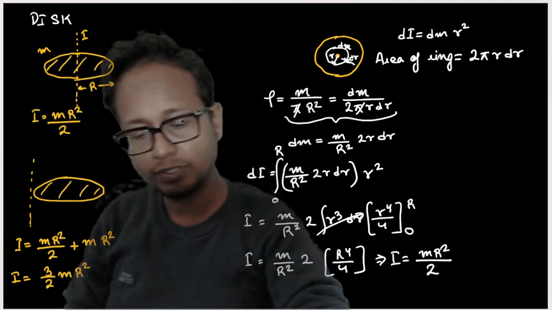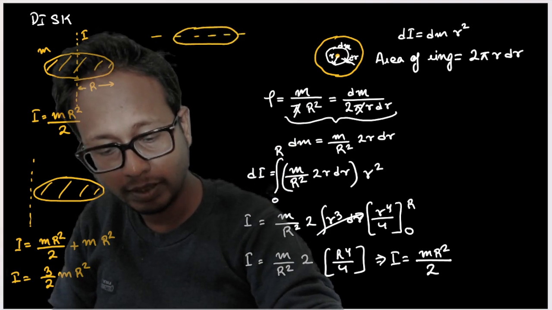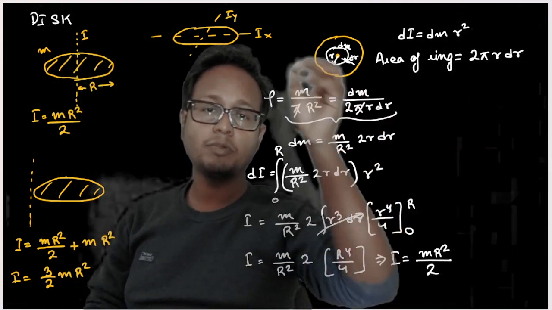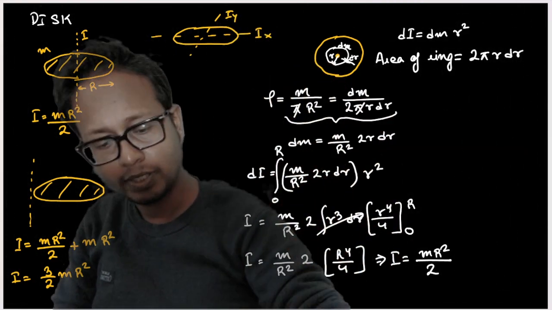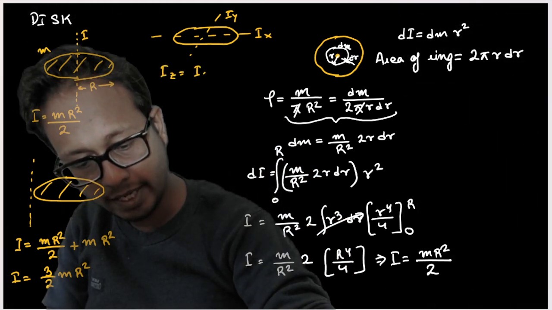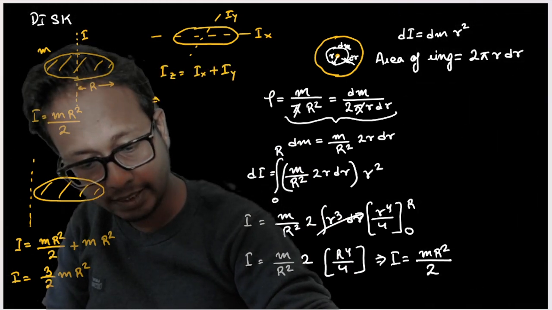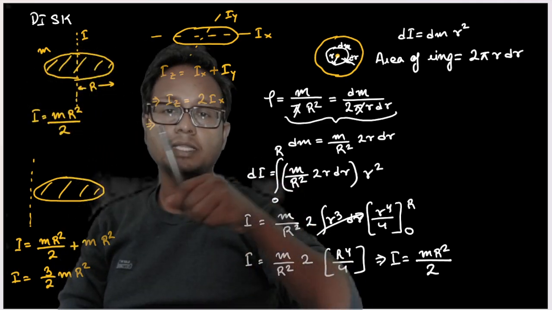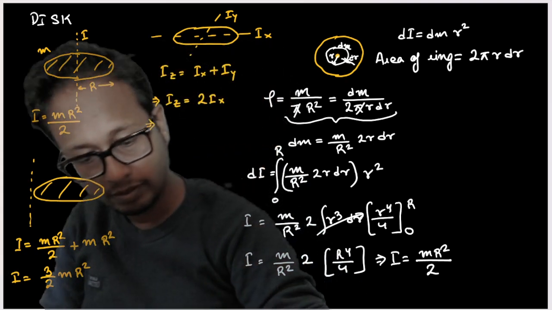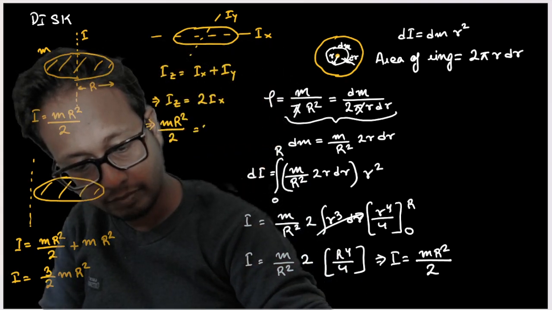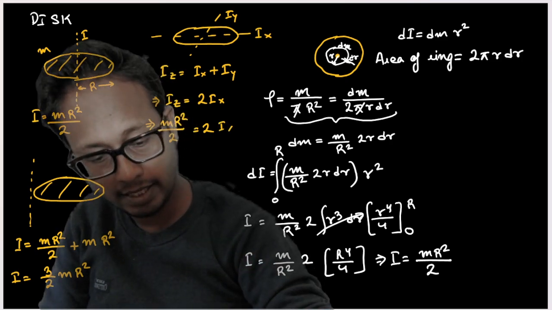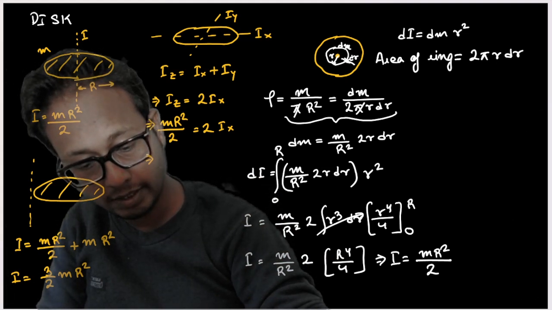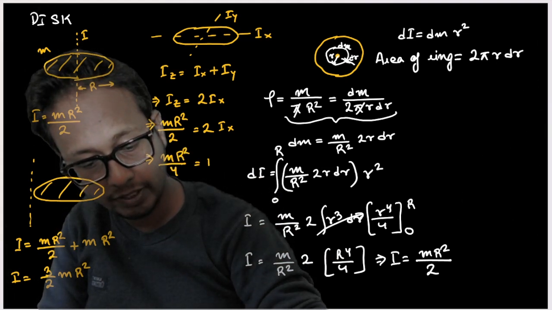Now, another variation of this question: what is the moment of inertia passing through the plane of the disk? Simple. Here again, I can apply the perpendicular axis theorem. By observation, you can say that the moment of inertia about x is equal to the moment of inertia about y. So Iz is equal to Ix plus Iy, and Ix is equal to Iy, so 2Ix. And we know the value of Iz is mr square by 2. So mr square by 2 is equal to 2 into Ix. For the moment of inertia passing through the plane of the disk and the center of mass of the disk, Ix is nothing but mr square by 4.